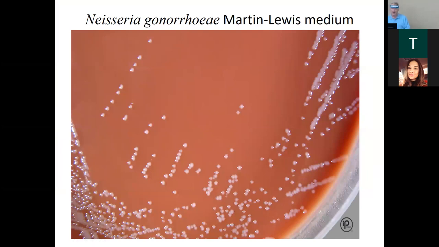Now, let's back up and see how we would do it. If we came in and had a Thayer-Martin growing, we knew it's a Neisseria, right? And we did a gram stain. What would our gram stain look like from this plate? What should I see? Red cocci. Just cocci or? Diplococci. Diplococci. Are they diplo?